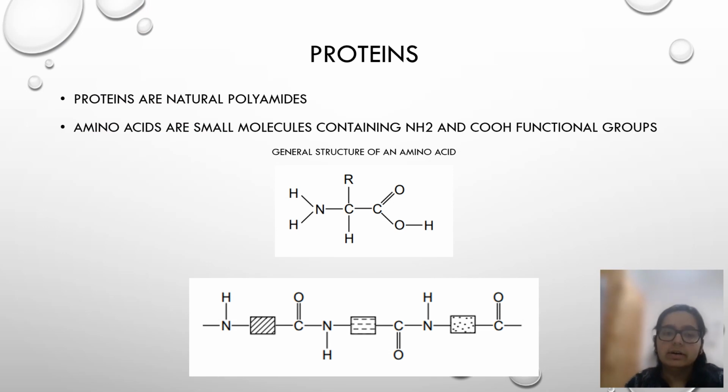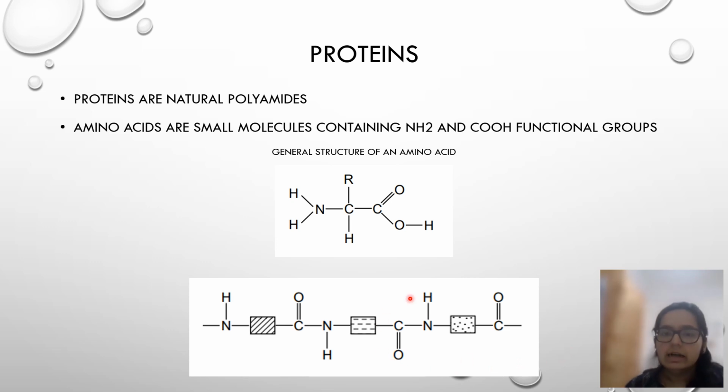And now we have the last slide, which is proteins. Proteins are natural polyamides. Amino acids are small molecules containing NH2 and COOH functional groups. This is a general structure of an amino acid. The R here represents a CH3 group or any alkyl group. We have about 20 different amino acids. So each amino acid has a different R group, and this is how a protein structure will look like.